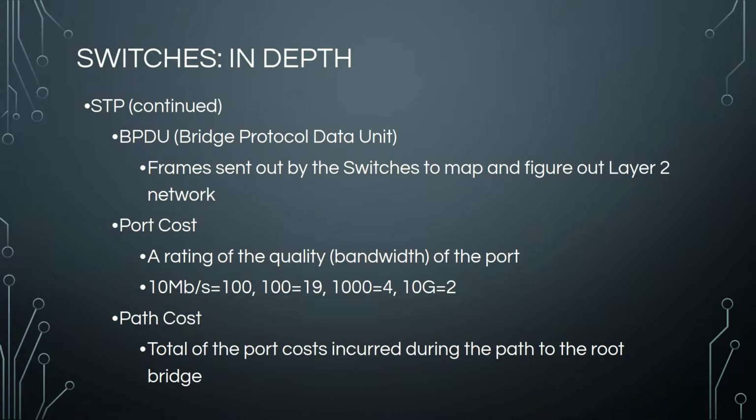All right, how are we going to figure this out? Well, we send these things called BPDUs, Bridge Protocol Data Units. They're layer 2 frames sent out by switches to map and figure out the layer 2 network. It's like a broadcast, but it dies at layer 2. Now, the important concept here is if a switch sees a BPDU come in on a port, it knows, aha, I have a switch on that side. If it sees its own BPDU come back to it, then it knows it has a layer 2 routing loop. Those are two important concepts.